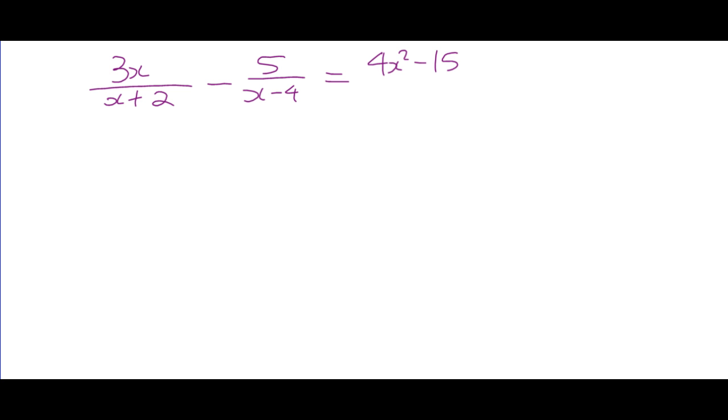Okay, one more. 3x over x plus 2, minus 5 over x minus 4, equals, wait for it, 4x squared minus 15x minus 18 over x squared minus 2x minus 8. All right, what's your first step?